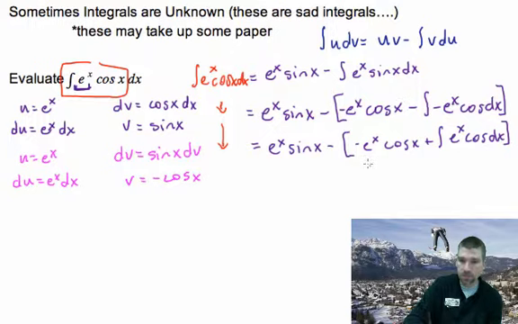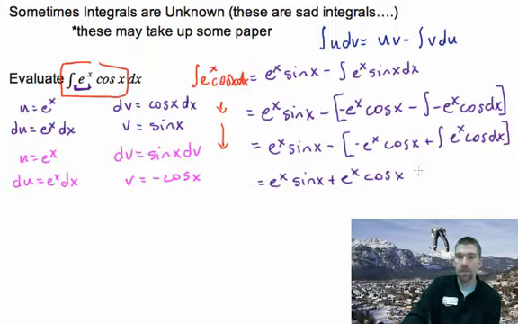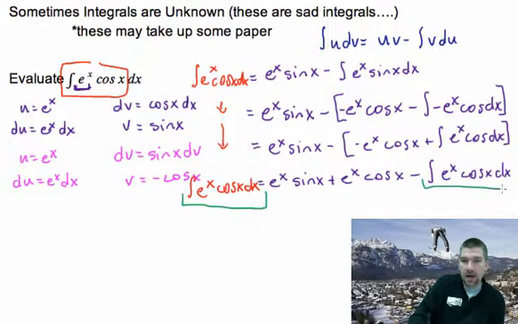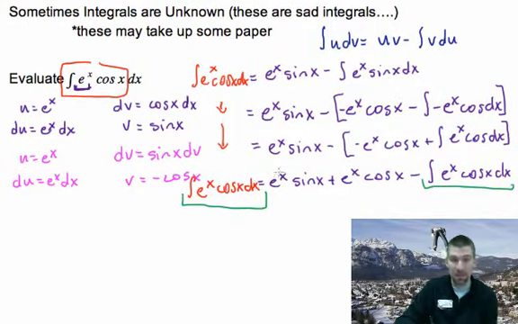So what we're going to do is clean up one more step on this guy. e to the x sine x plus e to the x cosine x minus the integral of e to the x cosine x dx. Now, remember what this equals. This equals the integral of e to the x cosine x dx. And notice one more time that this guy and this guy are exactly the same.